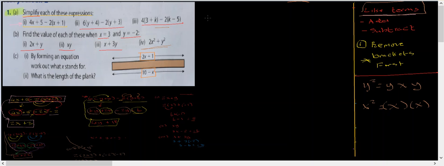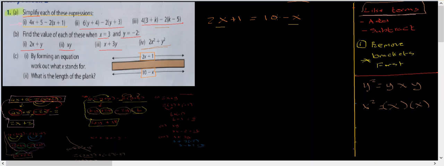So what we can say is that 2x plus 1 is equal to 10 minus x. See, the two lengths are equal to each other. Now we can start to simplify this. What you're trying to do is figure out what x is equal to. So you're trying to isolate x and figure out what x is actually equal to. The first thing you want to do is get all of the x's on one side. We want to get all the x's over onto the left hand side.